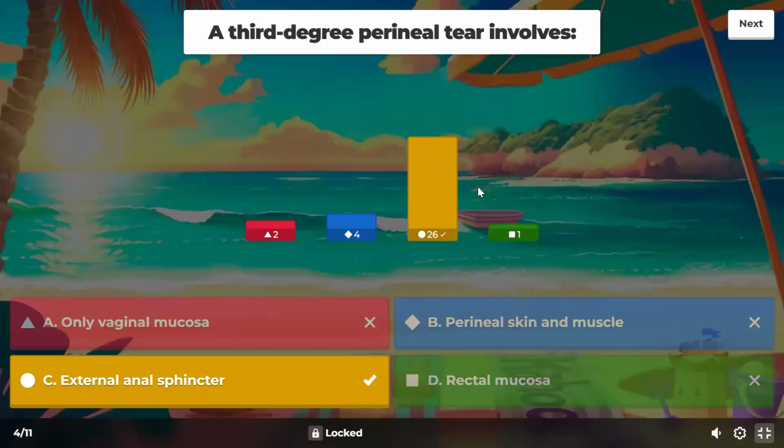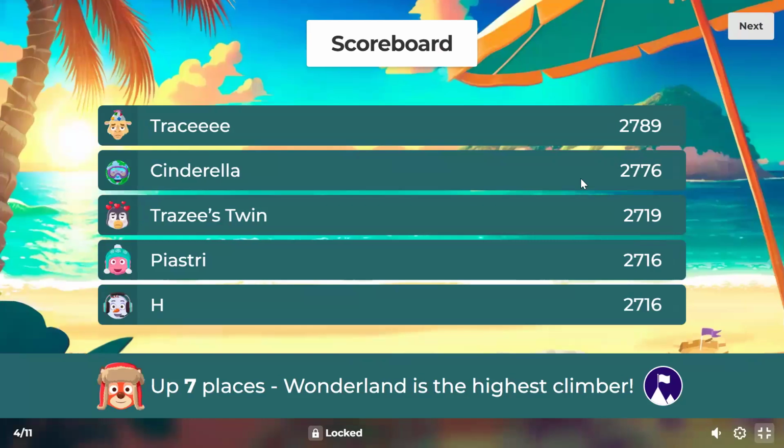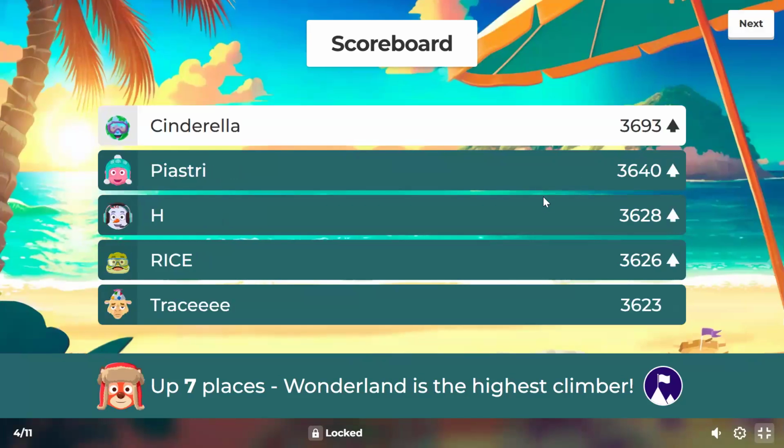Nice. So the correct answer is external anal sphincter, and 26 got it right. 4 said perineal skin and muscle, and 2 said only the vaginal mucosa. The right answer is external anal sphincter because of that degree. Cinderella is back on top, and Piastri is also following next.